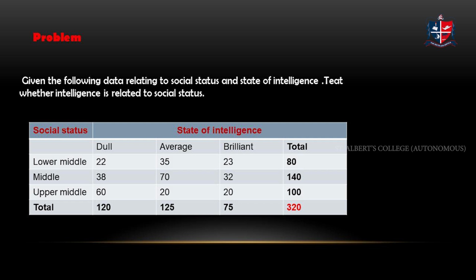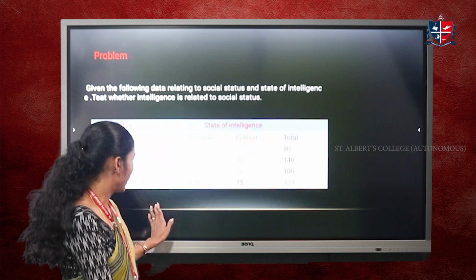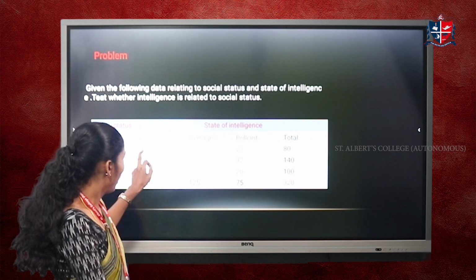And also the totals are given in this question. These are the column totals, that is 120, 125, 75. These are the row totals, 80, 140, 100. And 320 is the grand total. Grand total means the sum of the column totals or the sum of the row totals. So, 320 is the grand total here. And by solving this problem, we want to discuss some matters also.